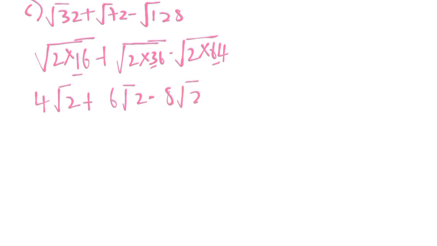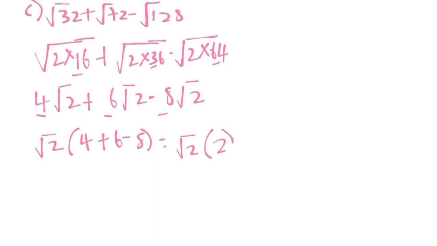So what I'll do is add and subtract these terms 4, 6, and 8 together. Then root 2 is common, so I'll factor out root 2. We have 4 plus 6 minus 8, that will give me root 2. Now if you do 4 plus 6, you get 10. Then 10 minus 8, you get 2. That will give me 2 root 2. So that will be the answer. Or you can just write it as 2 root 2. They are the same thing.